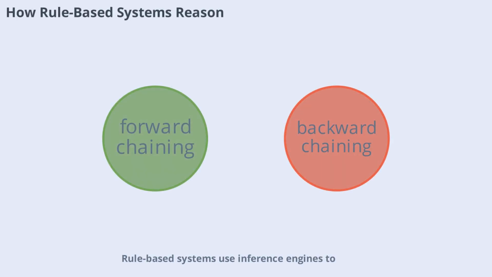Rule-based systems use inference engines to apply rules to facts and draw conclusions. There are two main reasoning methods: forward chaining and backward chaining. Forward chaining starts with known facts and applies rules to infer new facts, while backward chaining starts with a goal and works backward to find supporting facts. These methods help rule-based systems solve complex problems step by step.